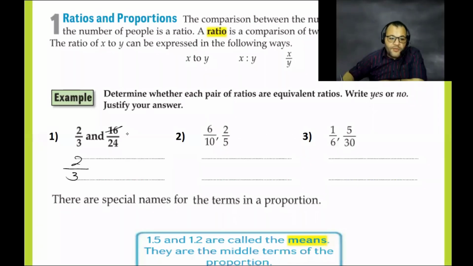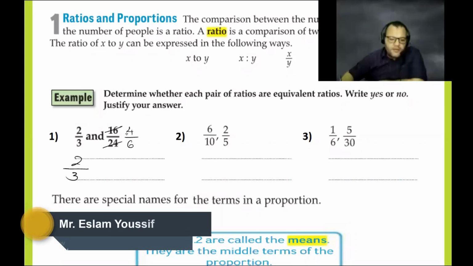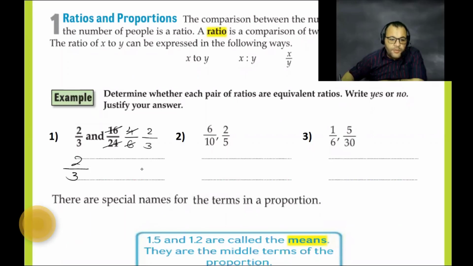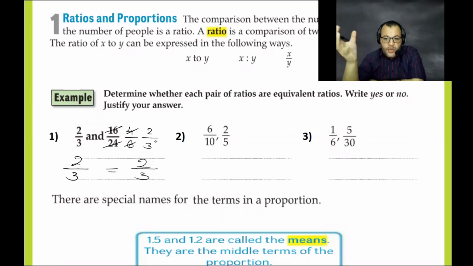You can divide by 4, so it will be 4 over 6. Is it the simplest form? No, you can divide by 2 again: 2 over 3. So the simplest form now will be 2 over 3. They are equal. So you can check whether they are equal or not by simplifying the two ratios.